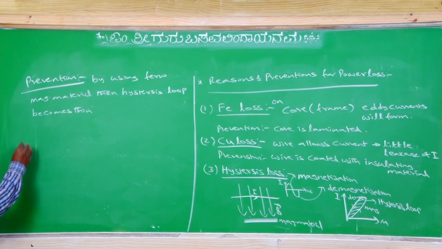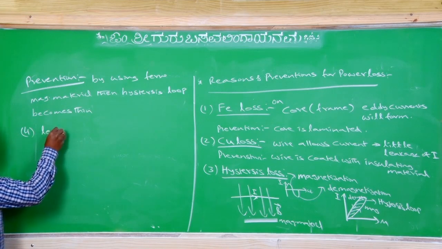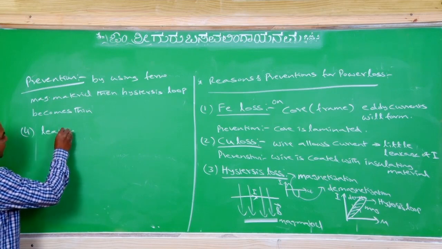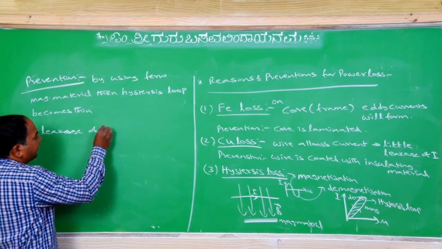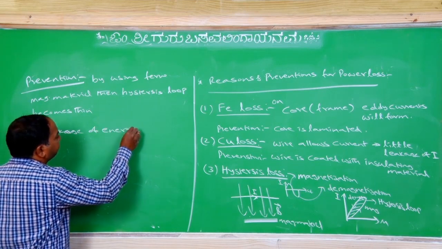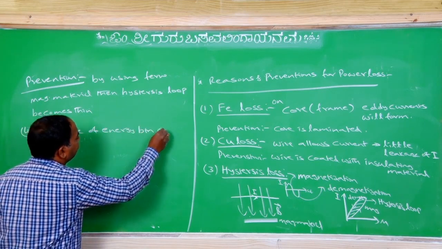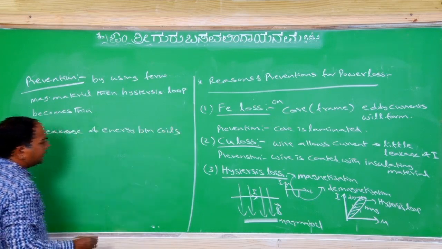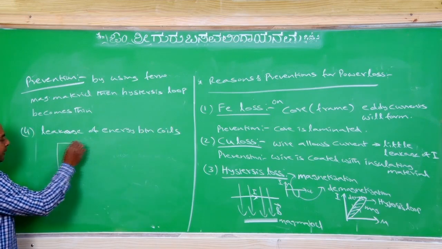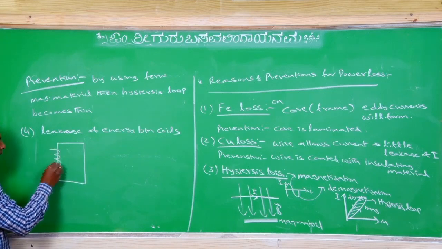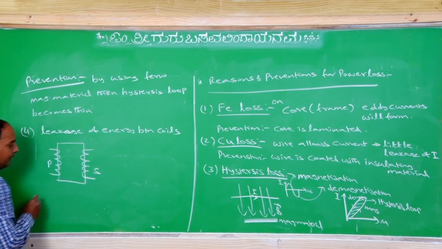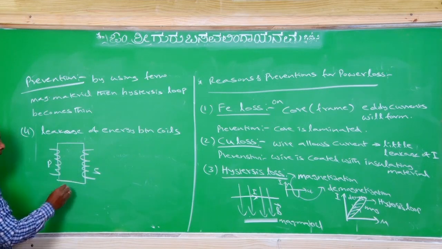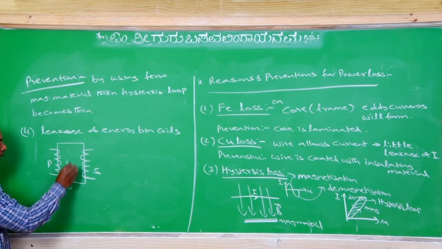The fourth one is the leakage of current or energy between coils. Already we know in a transformer, if this is a rectangular frame, this is the primary coil and this is the secondary coil. Here the energy may leak to the outside.